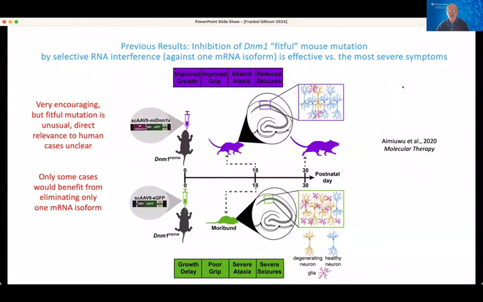So this was encouraging, but the FITFL mutation is a little bit odd for a couple of reasons I don't have time to go into. Direct relevance to human cases wasn't completely clear. And it's true that the way we could target the mutation wasn't selective to the mutation, but to the isoform that uniquely expressed it. And that's not always the case in DNM1. So only some of the cases would have benefited from this approach. So we needed a different approach.